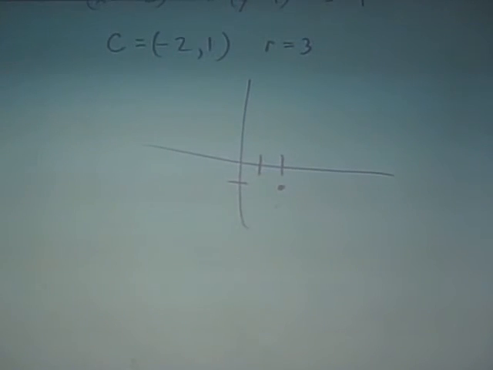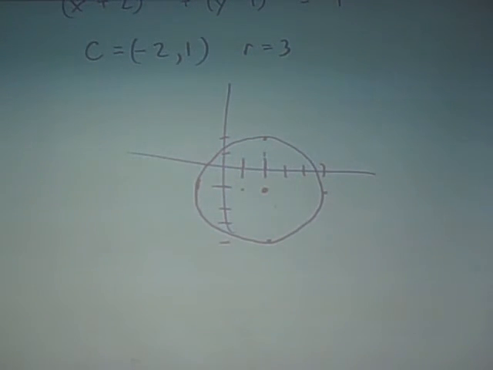So if we were to graph this, here's (-2, 1), and a radius of 3. So we go 3 in each direction: 1, 2, 3. So the circle would look something like that.